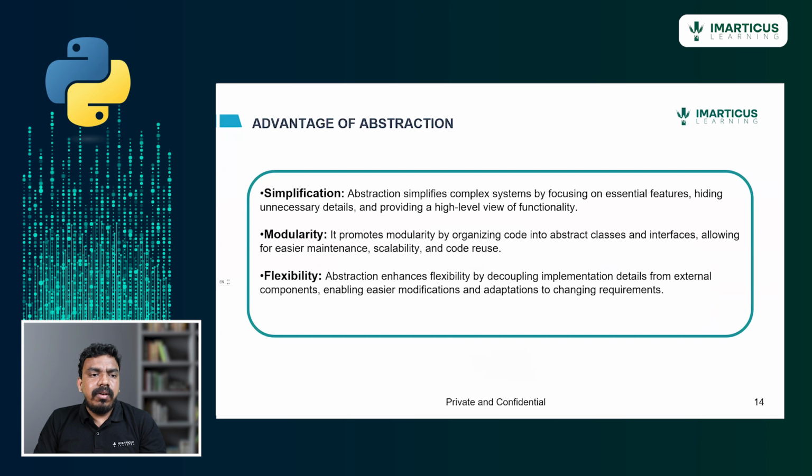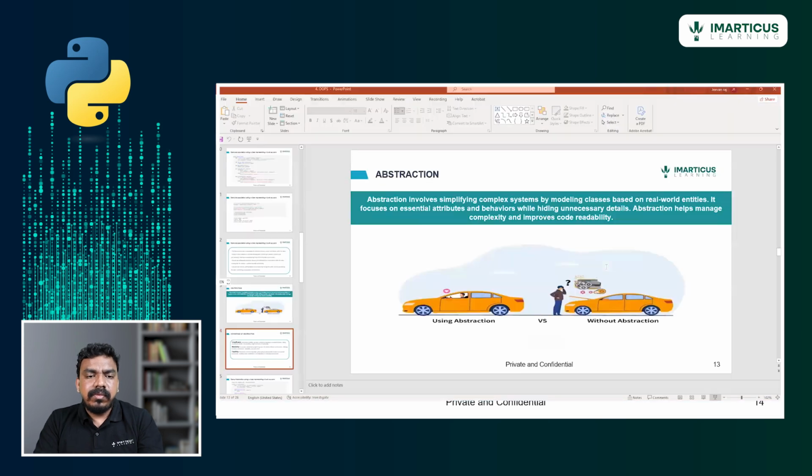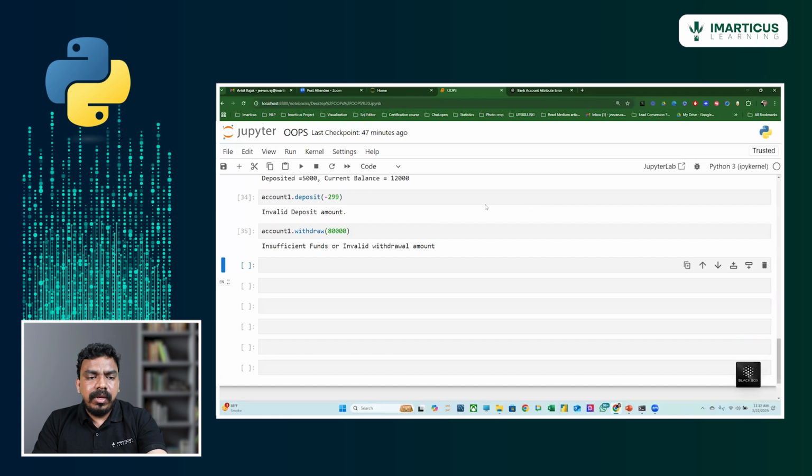So abstraction also helps in terms of modularity. It promotes modularity by organizing the code into abstract classes and interfaces, allowing easier maintenance, scalability, and reusability of the code. Flexibility, yes, abstraction also helps with flexibility. Abstraction enhances flexibility by decoupling the implementation details from external components, enabling easier modifications and adaptations to changing requirements.